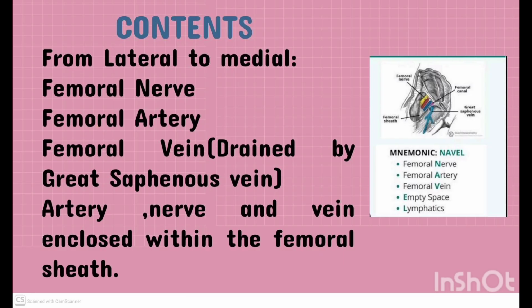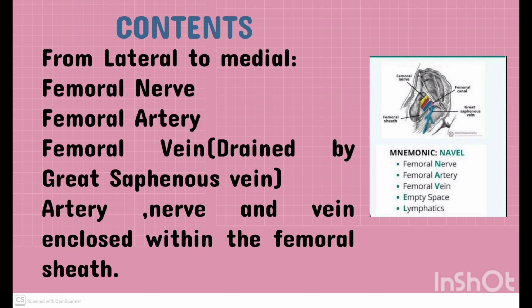Coming to the contents, from lateral to medial: femoral nerve, femoral artery, and the femoral vein, which is drained by the great saphenous vein. Artery, nerve, and vein, everything is enclosed within the femoral sheath. And this can be remembered by the mnemonic NAVEL. That is nerve, artery, vein, empty space, and the lymphatics. So what are the contents?